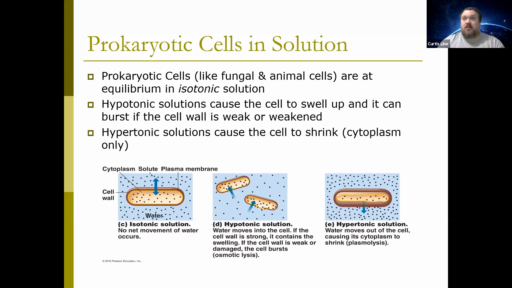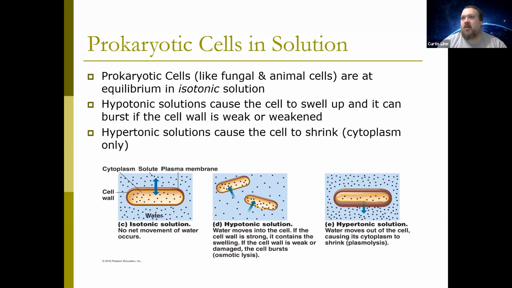Now, bacterial cells, one of the main jobs of their cell wall is to prevent them from bursting. We call that lysis. So if the hypotonic solution isn't so bad, if it's not so strong, then the bacterial cell might swell up a little bit, but it won't explode the way our cells could explode because we don't have a cell wall. And then hypertonic solution, that's the opposite of hypotonic. So water is going to leave the cell, go outside of the cell, and the cell will shrink.